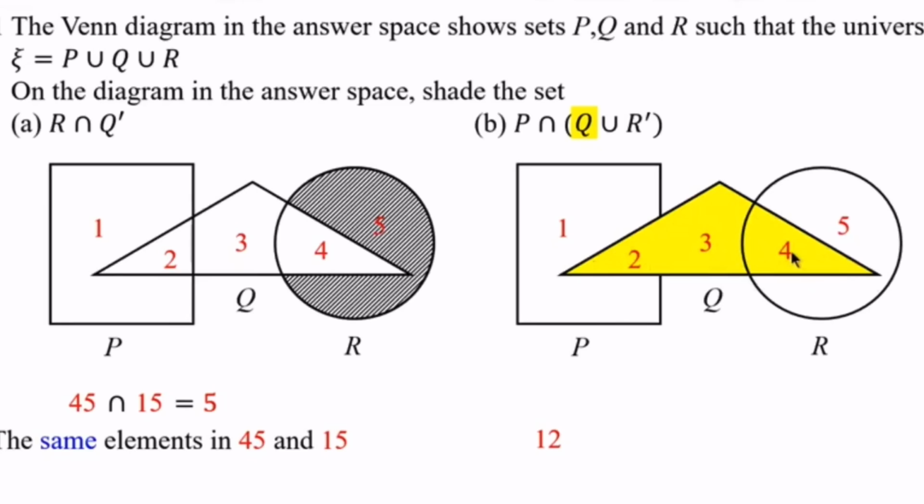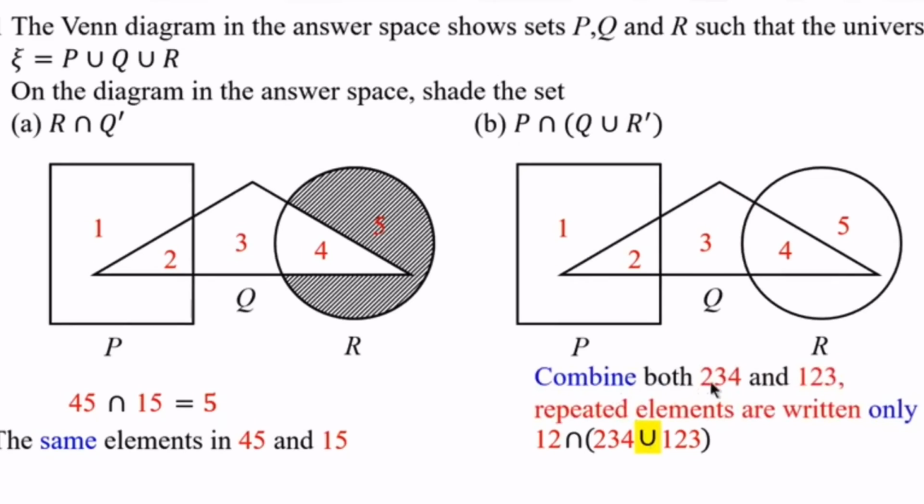And union, we just write down union. And the complement of R means that we consider all the elements outside of R, which is 1, 2, 3. So we list down 1, 2, 3. We will solve the bracket first, which is Q union R prime. So Q union R prime, you will have 1, 2, 3, 4 and 1, 2, 3.